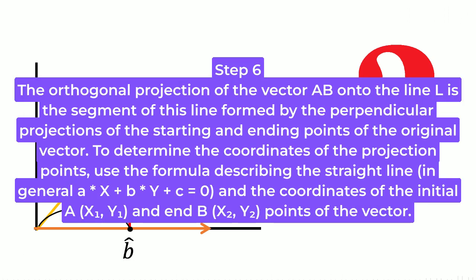Step 6. The orthogonal projection of the vector AB onto the line L is the segment of this line formed by the perpendicular projections of the starting and ending points of the original vector. To determine the coordinates of the projection points, use the formula describing the straight line, in general form a * x + b * y + c = 0, and the coordinates of the initial A (x, y) and end B (x2, y2) points of the vector.